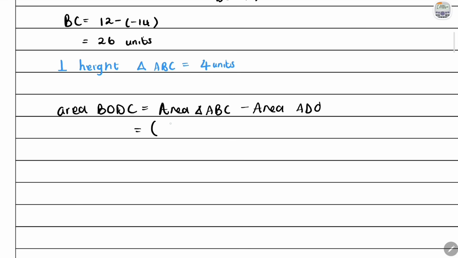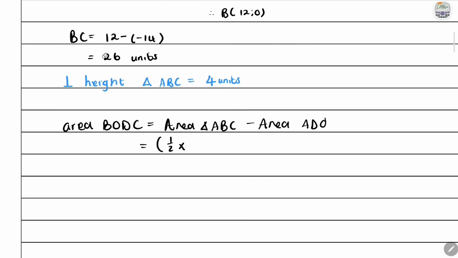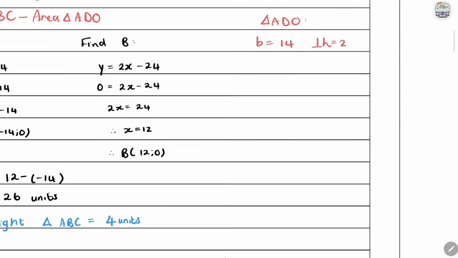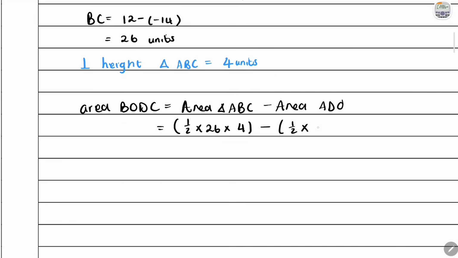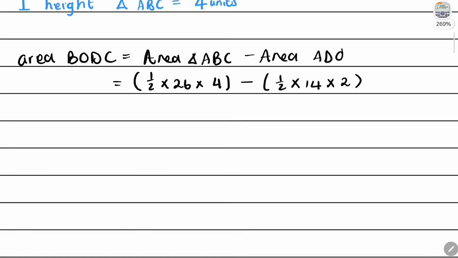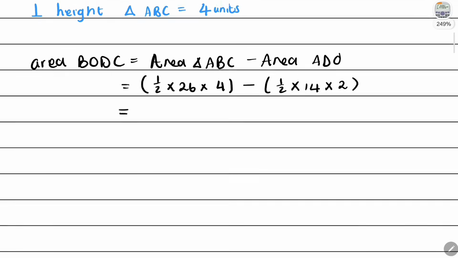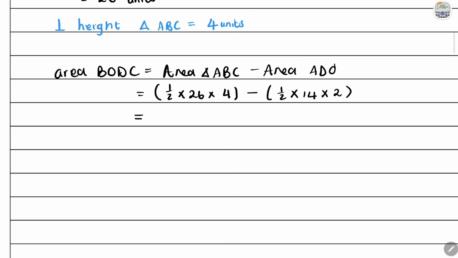So to find the area of triangle ABC, we say a half times that base of BC, which is 26 units, times the perpendicular height, which is 4 units, minus a half times the base of ADO, which was 14 units, times the perpendicular height, which was 2 units. And this will give us the area of quadrilateral BODC.